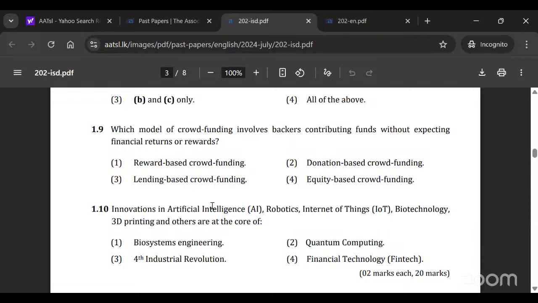Reward-based crowdfunding is they are expecting a reward. Donation-based, that is a donation. Lending-based, that is a loan. Equity-based crowdfunding is expecting shares. They are going to be the shareholders of the company. If I'm raising my capital requirement for starting a new business, they want to be shareholders of this business to finally get the profit sharing, right? Then the correct answer is donation-based crowdfunding.